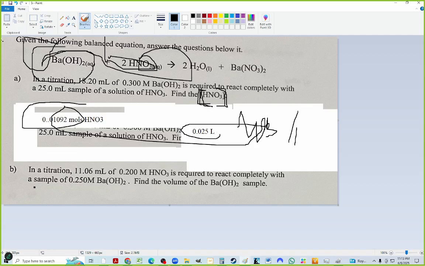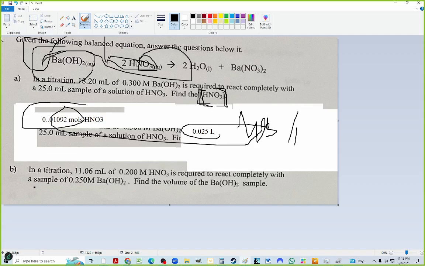I'll do that now. Divided by 0.025 equals 0.4368. And that's big M, moles per liter. You can say moles per liter, but you need to include some sort of unit. If you just say the number, you're going to lose marks for sure. So you can say big M or moles per liter, both are acceptable. Equals that number, moles per liter of HNO3.